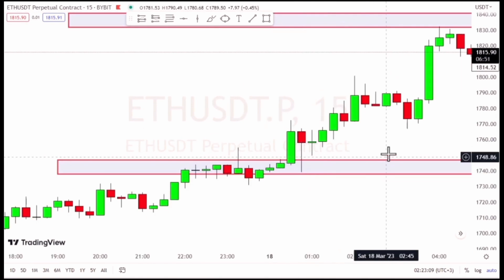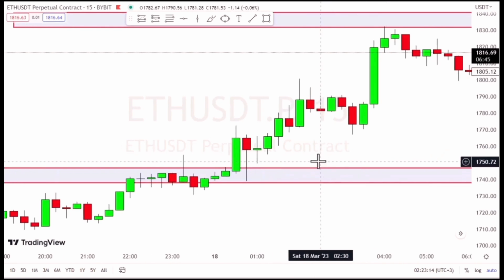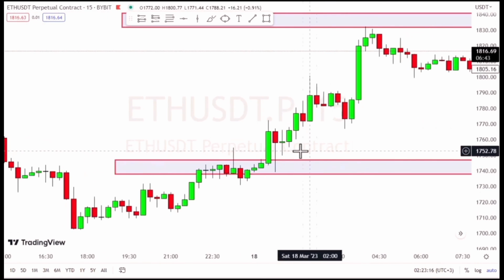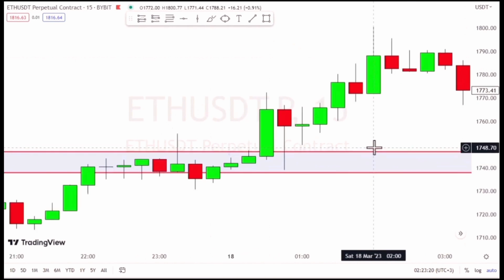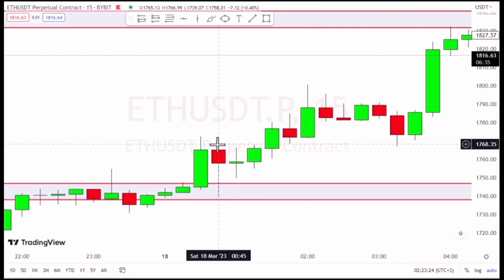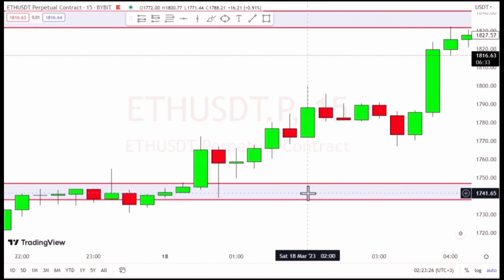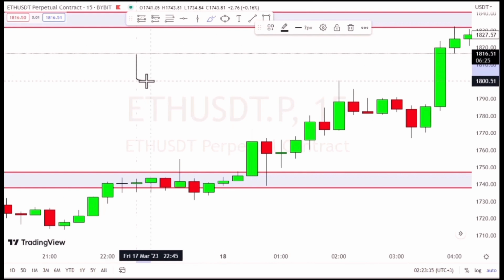Let's find one hammer. Yep, we have one here. Alrighty, this is our hammer. The color doesn't really matter, whether it is green or red. It is not important. But if you take a look here, what should it look like? Should it have no wick on the upside? Let me make it really easy for you. You must see something like this.